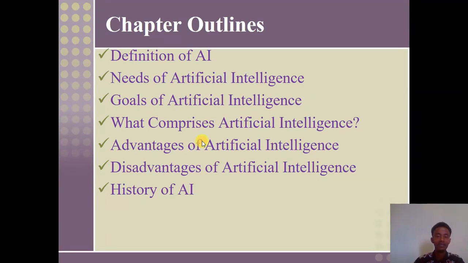In this chapter we are going to see the definition of artificial intelligence, needs of artificial intelligence, goals of artificial intelligence, what comprises artificial intelligence, or the disciplines which contribute to the development of artificial intelligence, advantages of artificial intelligence. We will see disadvantages of artificial intelligence, and in this first part we will also see the history of artificial intelligence.